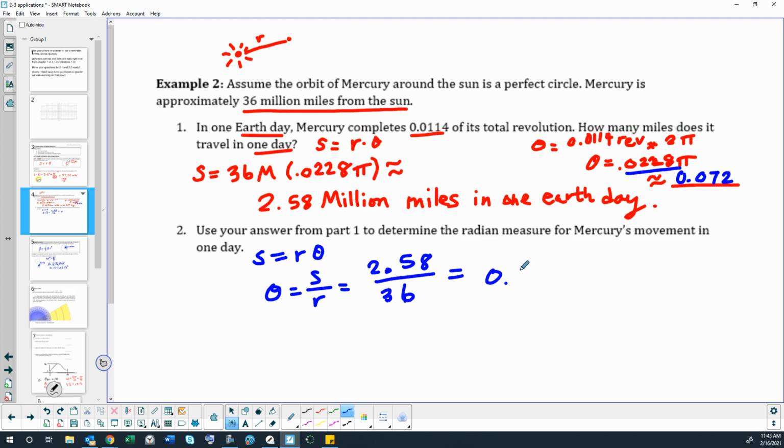So the whole point of this second question is that it's kind of not needed in this exact situation, because finding those radians this way was easy. But what if you didn't have this information in part 1? What if all you had was the 36 million miles from the sun and the arc length? Then you could go backwards and use the formula to find the radians, right? That's what this example is saying.